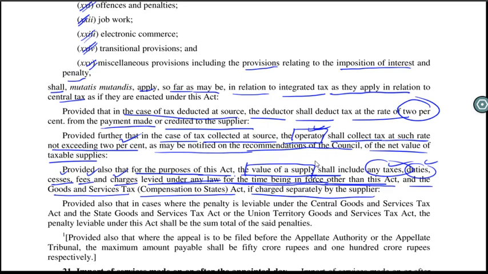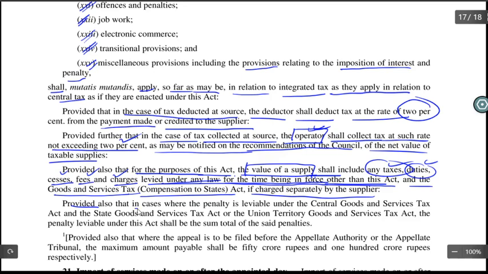So value of supply shall include all taxes other than this act and goods and service tax compensation act. Let's see the next proviso.